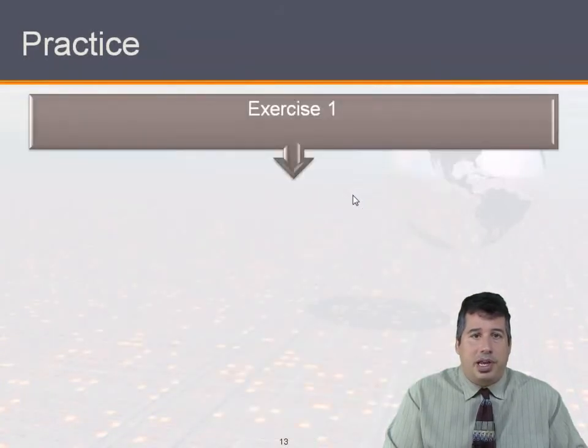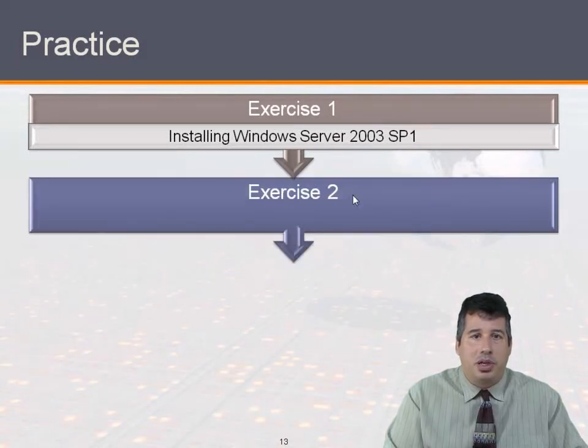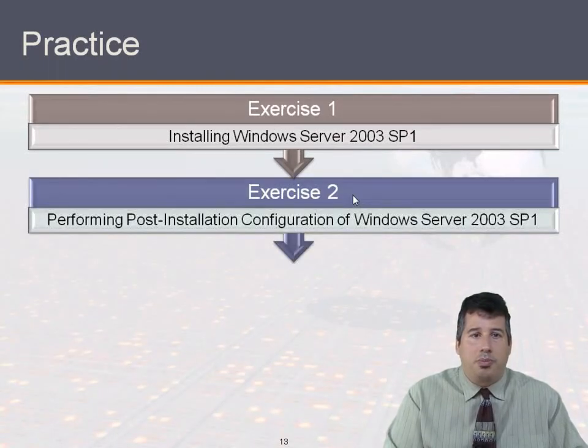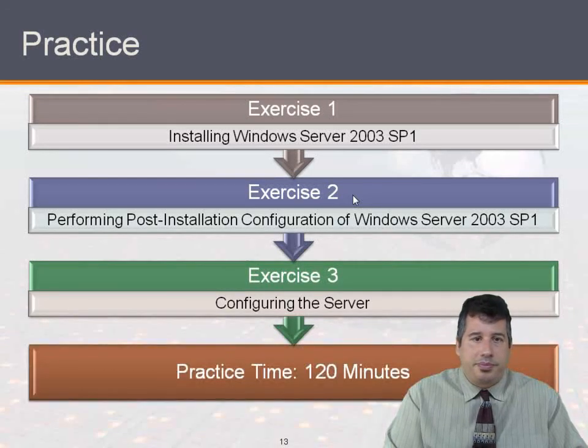So you've got to practice. Exercise 1 is installing Windows Server 2003 SP1. Exercise 2 is performing post-installation configuration in Windows Server 2003 SP1. You'll be looking at the actual installation and at certain files on the server and so forth. Then exercise 3 is configuring the server. The practice time is 120 minutes.